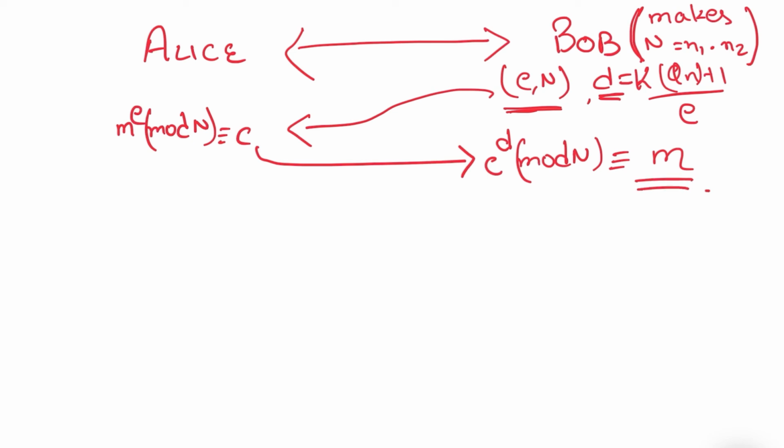So the simple formula D equal to k phi n plus 1 upon E removes the need of separate set of private keys for every transaction. So there's a public key and an encryption key which is shared with everyone, and one decryption key which is kept private, and that does all the work.